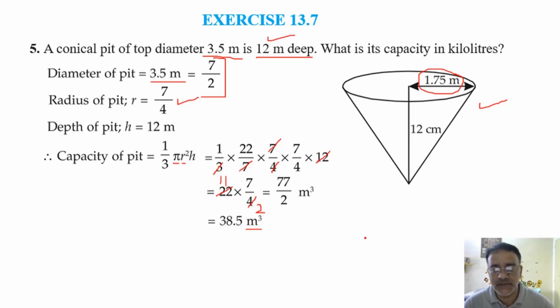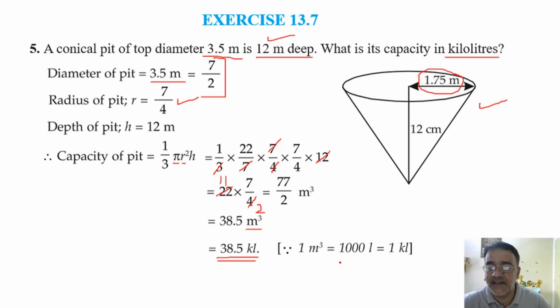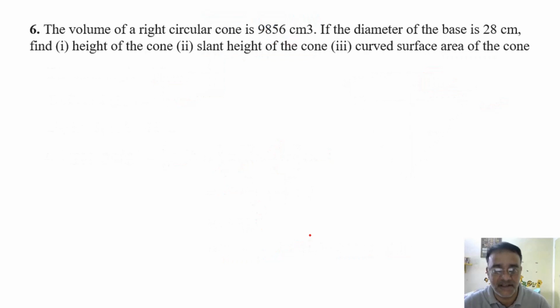1000 liters. But we have to write the answer in kiloliters. So 1 meter cube is equals to 1 kiloliter. Okay. So the answer is 38.5 kiloliter. Why? Because 1 meter cube is equals to 1000 liter and that can be written as 1 kiloliter. Any doubt in this question? No, sir. Okay, so now we'll move to question number 6.